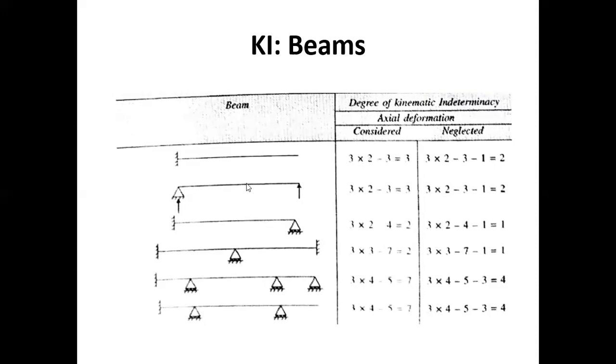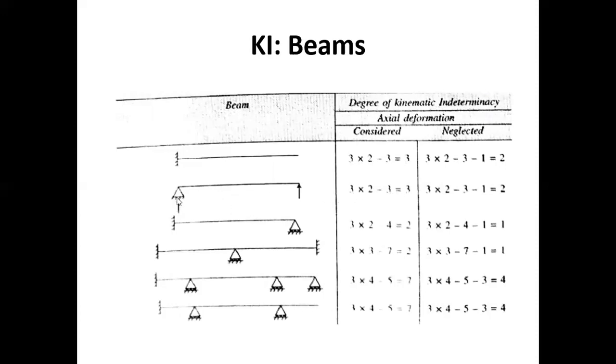Here the number of joints is 2, joints 1 and 2, and r or e is 3. How? At the fixed end, the number of internal reactions is 3. So it is 3j minus e, that is 3. If it is neglected, the number of members will also be counted, so it will be 3j minus e minus m. The number of members is 1, as the only member is this one. So it will be 3j minus r minus 1, that is 2.